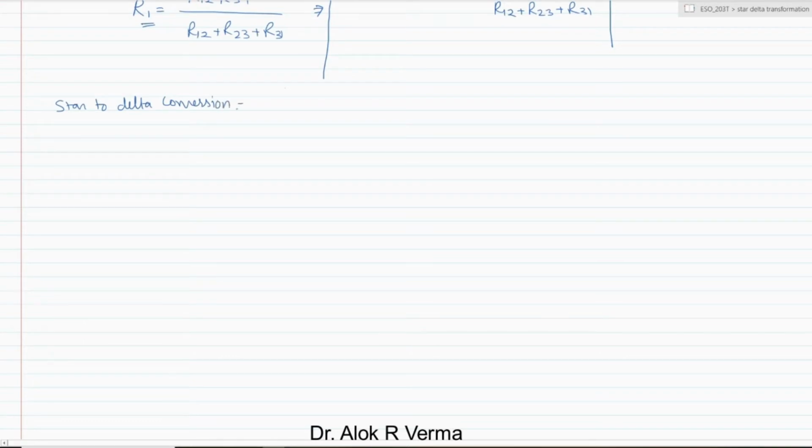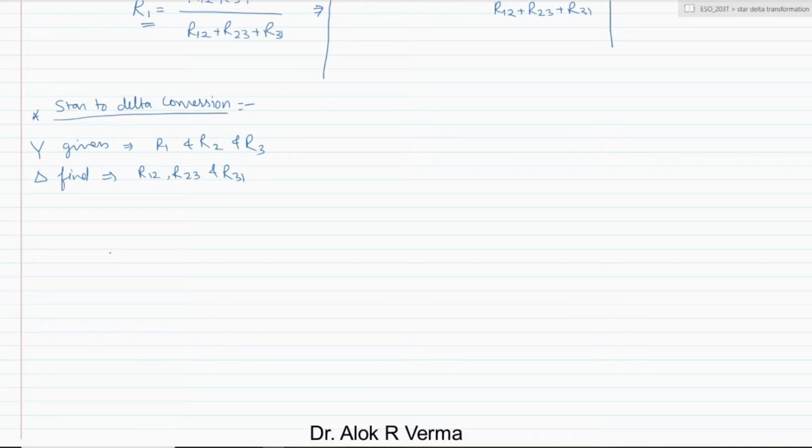star to delta conversion. Okay, so it means that the given values are in stars. So given quantities are stars, right? R1, R2 and R3, and we have to find out, so this is star and this is delta. We have to find out the delta, right? So R12, R23 and R31. So basically we need to find out R12 in terms of R1, R2 and R3.